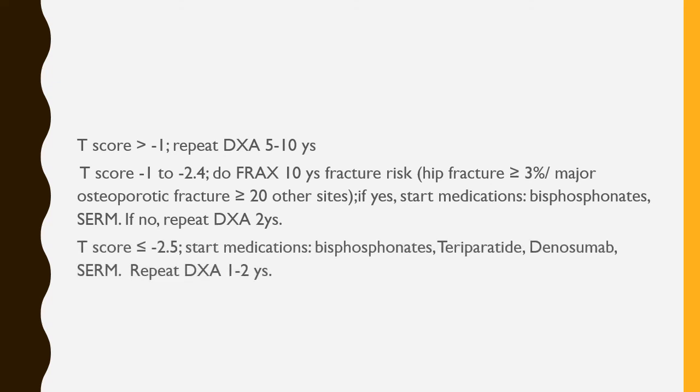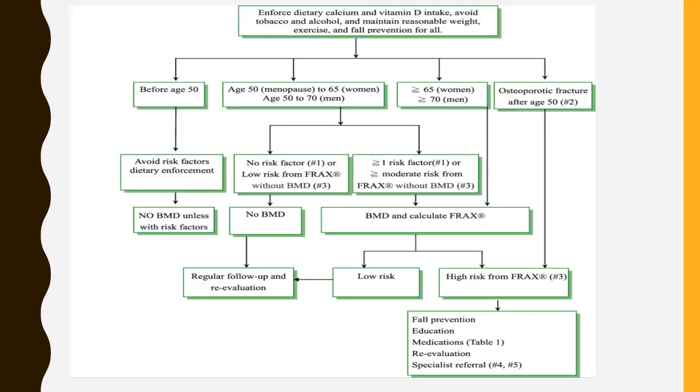T-score less than or equal to -2.5, start medication directly, bisphosphonate, teriparatide, denosumab, SERM, and repeat DEXA in 1 to 2 years. This is the algorithm for treatment of osteoporosis before the age of 50 and at age 50 to more than 65 years with osteoporotic fracture after the age of 50, and you go through the algorithm.